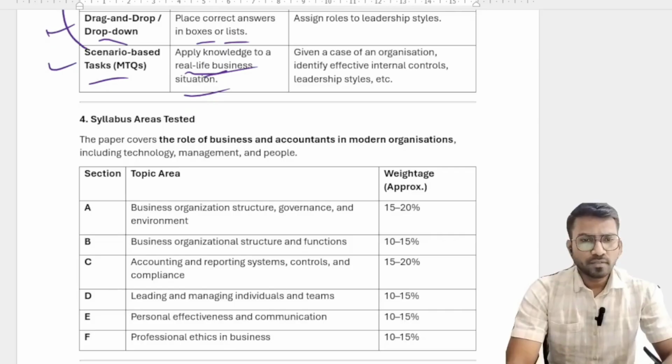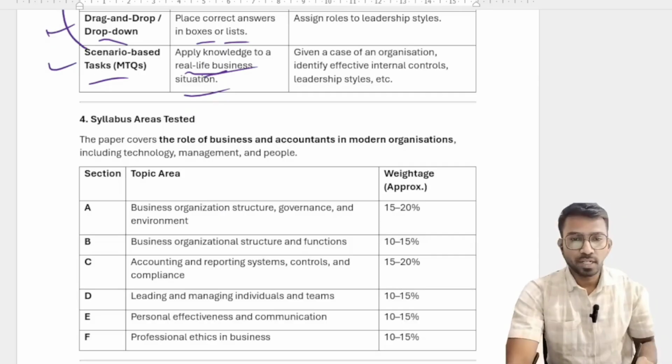Now, this is where most students make mistakes. They study everything equally, but ACCA gives priority weightage. So here is the priority weightage. You can see business structure and environment is covered around 15 to 20 percent.